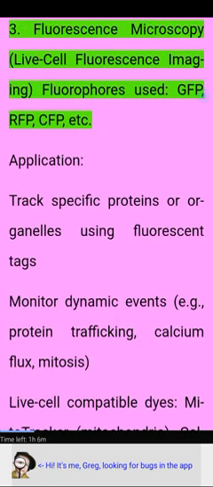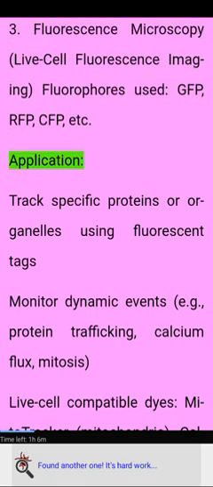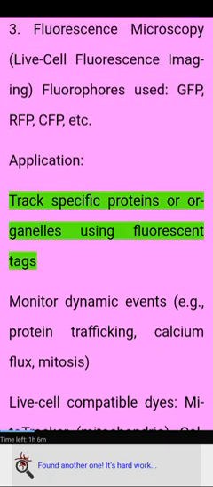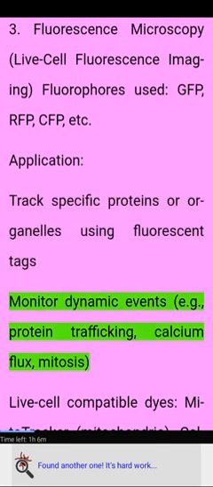3. Fluorescence microscopy, live cell fluorescence imaging. Fluorophores used, GFP, RFP, CFP, etc. Application, track specific proteins or organelles using fluorescent tags. Monitor dynamic events, for example protein trafficking, calcium flux, mitosis.